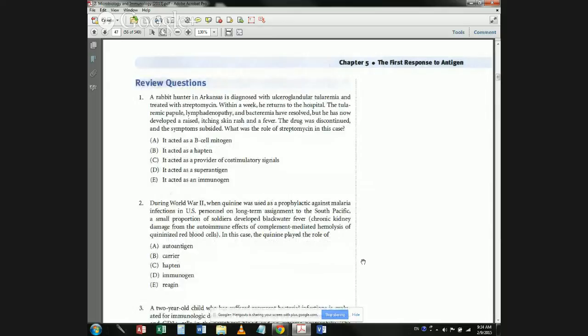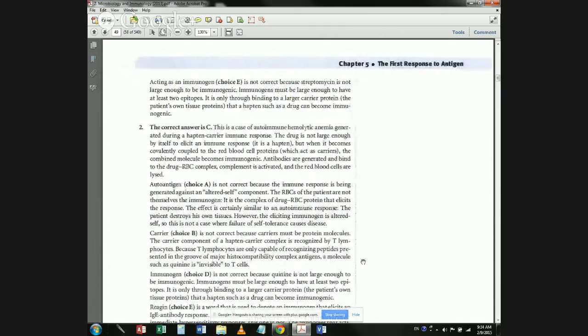But wait, they said hemolysis, quinized red blood cells. Okay, so I thought that meant the quinine is inside red blood cells, but basically the red blood cells and quinine are holding hands together. It's not inside. Okay. Antibodies are generated and bind to the drug red blood cell complex. Complement is activated and red blood cells are lysed. Autoantigen is not correct because the immune response is being generated against an altered self component. The red blood cells of the patients are not themselves the immunogen. Okay, yeah. It is a complex of drug and red blood cell protein that elicits a response.